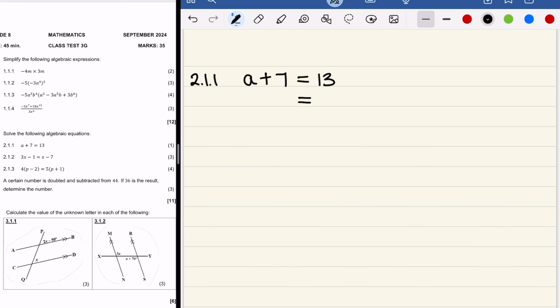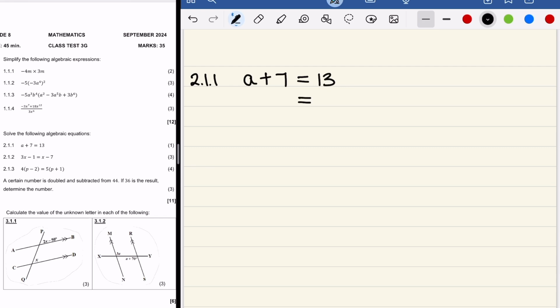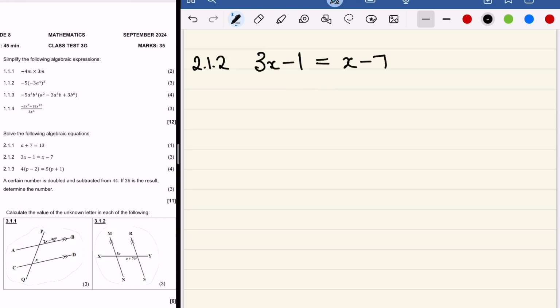So if I take 7 to that side, the sign of 7 will change to a negative. So it will essentially become 13 minus 7. So if I write that out, I've got A, and if this guy goes that way, then I've got 13 minus 7, A is equal to 6.